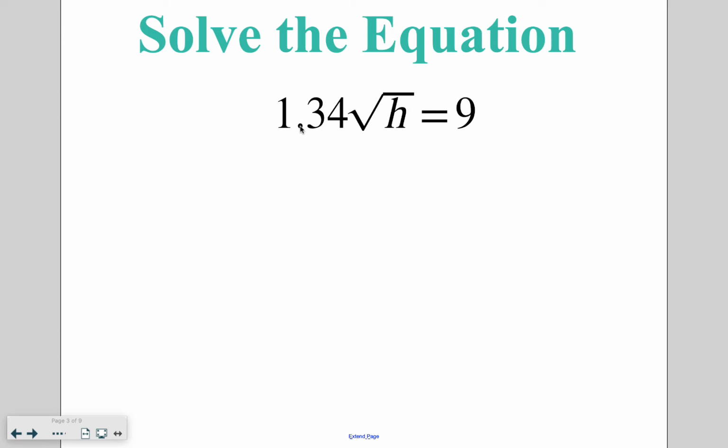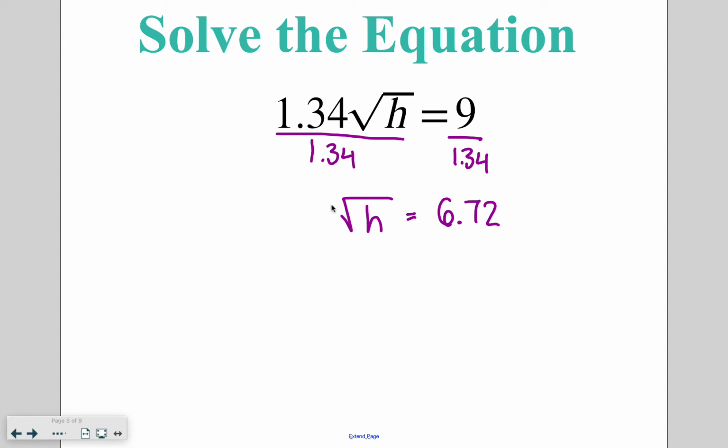So in this case, I've got 1.34 being multiplied by the square root of h. So I'm going to divide both sides by 1.34. And when I do that, I'm going to get the square root of h is equal to 9 divided by 1.34, which gives us a long decimal. So I'm going to go ahead and round to 2 decimal places, which is 6.72. Then the square root is isolated. Only the square root is here with nothing on the outside.